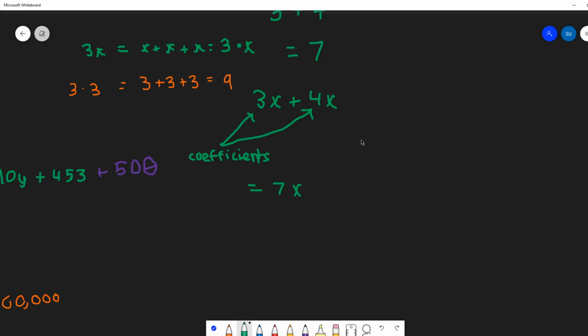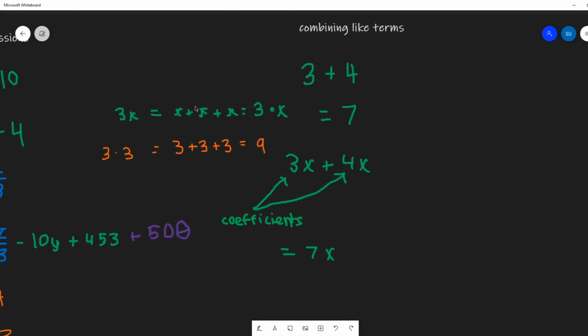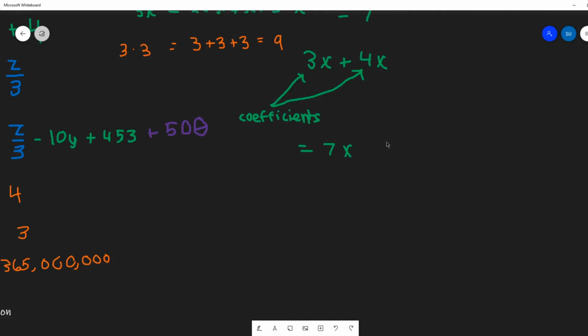Now you have 7x's. If you look back to here, you see 3x is the same thing as x plus x plus x. Therefore, 4x would be the same thing as x plus x plus x plus x. So when you add all those x's together, you'll get 7x.